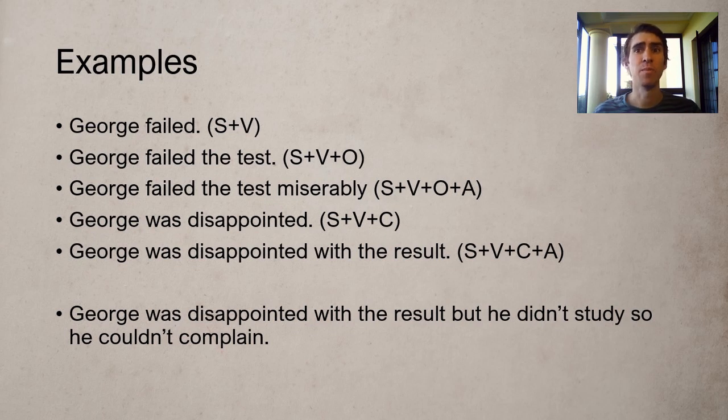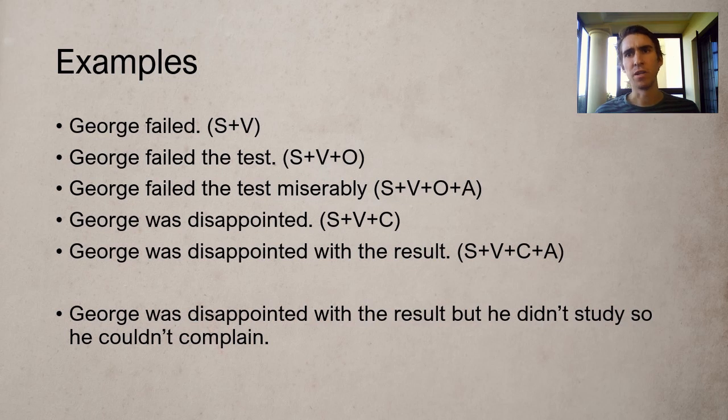Now you can make the sentence a bit more complicated by saying George failed the test miserably, and so you use an adverbial. And the adverbial tells us how he failed the test. Was it close? No, it wasn't. He did terribly. He failed miserably. So there you have a slightly more complicated sentence.